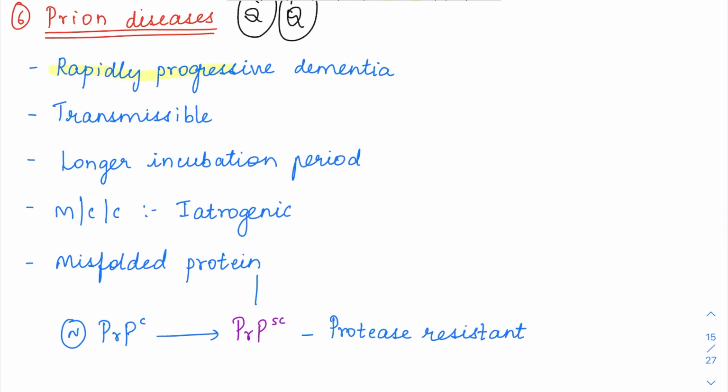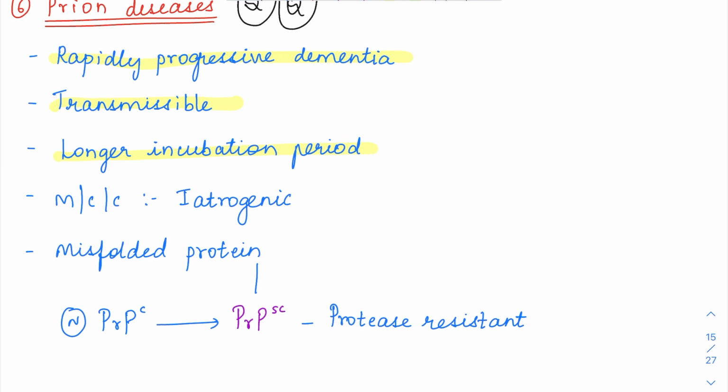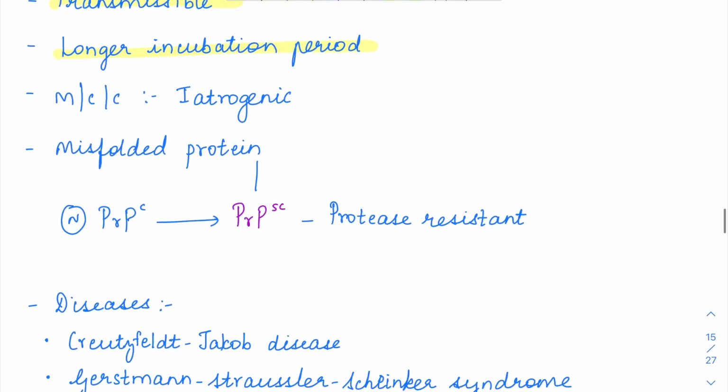So, it is a rapidly progressive dementia disease which is transmissible and it has a longer incubation period. All of these words have been used in the options given below for Prion's disease. So, remember, it is a rapidly progressive transmissible disease which causes dementia, and this disease is going to have a longer incubation period.